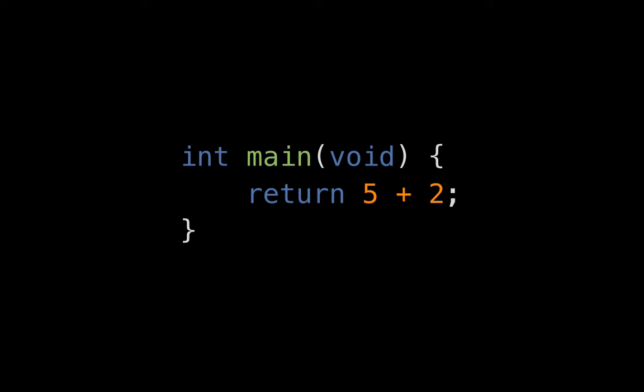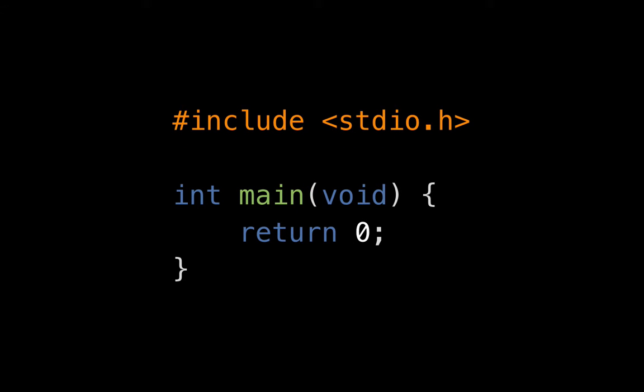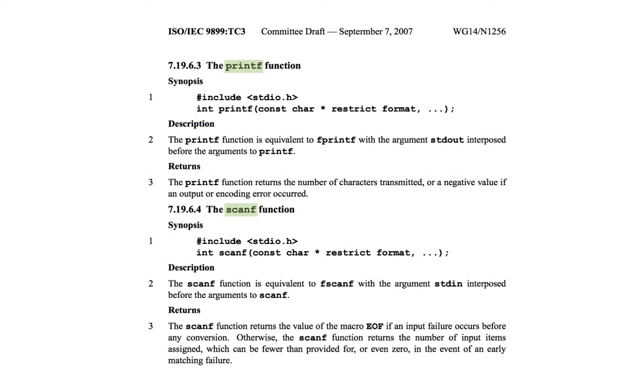And because expressions just represent values, we can write a return statement that returns 5 plus 2, and the expression 5 plus 2 will get evaluated to the value 7, which will then get returned as part of our return statement. We can also include other files into our source code, such as stdio.h, a file which defines some input and output functions which have their behavior defined in the C standard. Two of the functions defined this way are printf and scanf, which are for writing data to the user and reading data from the user respectively.